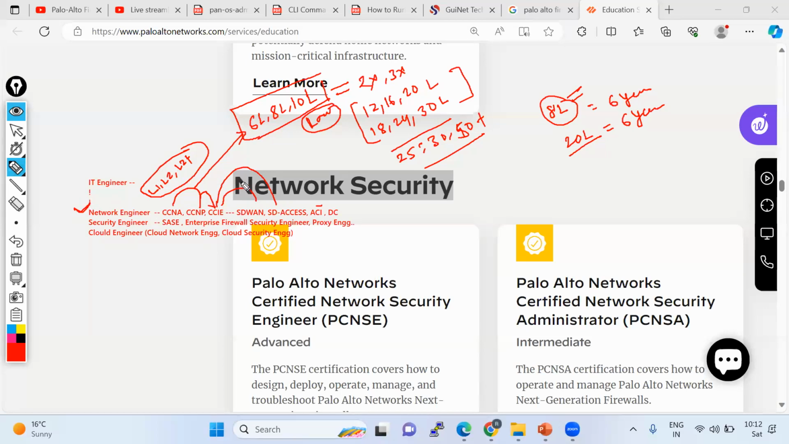But what is the problem? To crack the CCIE exam, it requires too much dedication. You have to study for almost 6 months to 12 months throughout the year, and you also have to invest a lot of money. Approximately 3 lakhs minimum just to clear this exam.